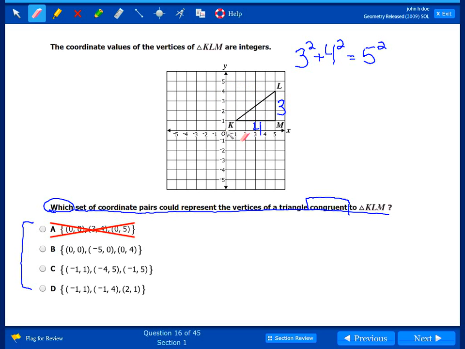So let's try letter B. We have 0, 0, negative 5, 0, and 0, 4. Now, just from first glance, we should see this is too big, and it is. Whenever we think about it, this side's going to be 5 units and 4, and our third side is definitely bigger than 3, so this one also doesn't work.